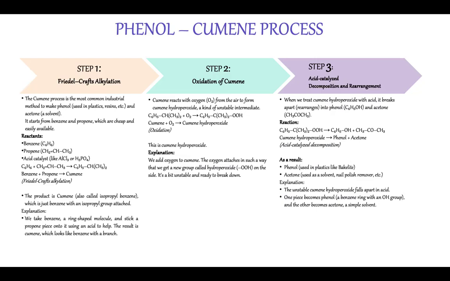In step 2, we have the oxidation of cumene, where cumene reacts with oxygen from the air to form cumene hydroperoxide, a kind of unstable intermediate. We add oxygen to cumene. The oxygen attaches in such a way that we get a new group, the hydroperoxide, which is -OOH on the side, and it is a bit unstable and ready to break down.